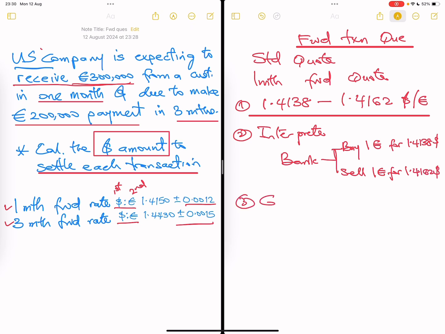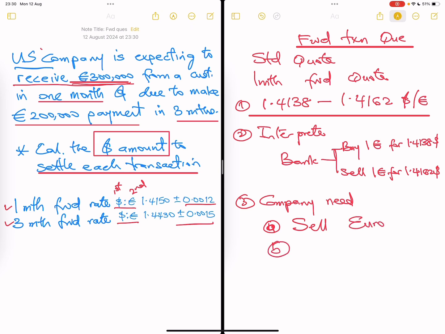Then the company needs. What does the company need? Two needs from the company. Let's deal with the first one. Let's call it A. They want to receive euro. So which means the company is going to receive €300,000 in 1 month. And this is a US company. So it doesn't need that euro that it's going to receive. So we know that this company is going to be selling the euro. So company will be selling euro.